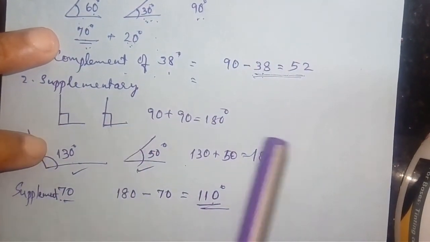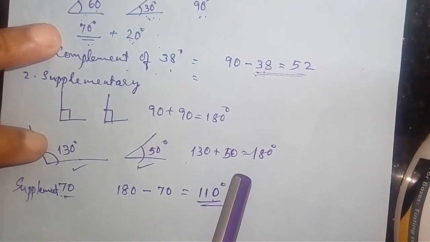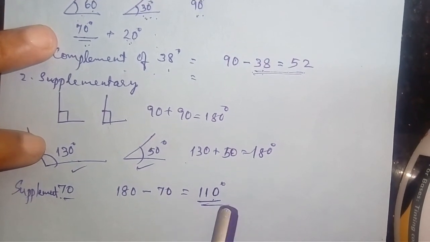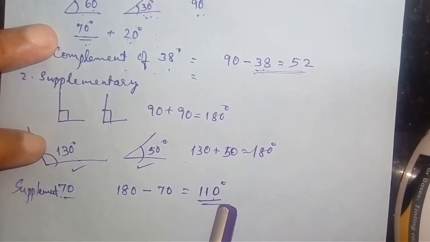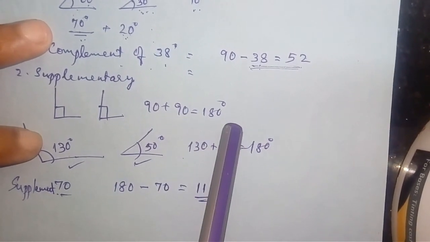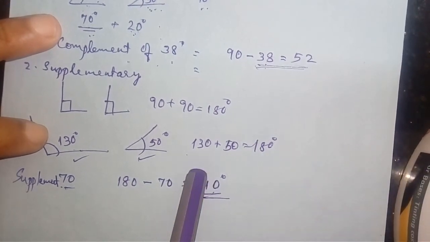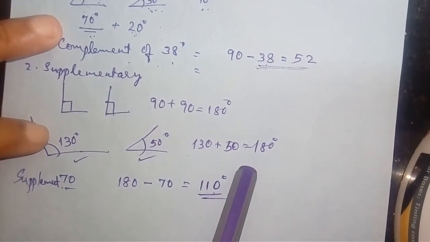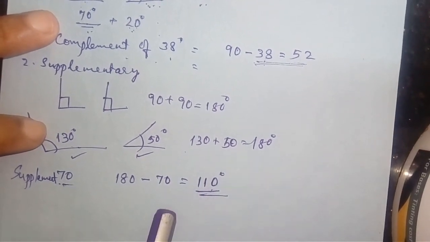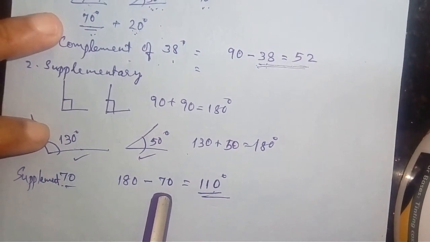Then supplementary. See the pairs 90 plus 90, 130 plus 50, then 170 and 10. So in this case, except 90 plus 90, for the others, one will be obtuse and the other will be acute. Here also 110 is the obtuse angle, and 70 the acute angle.